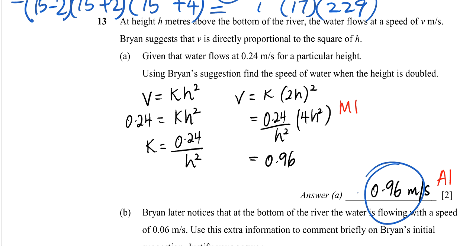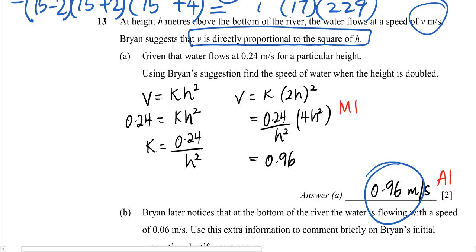So important question, pay careful attention. Because first, read the question. H meters above the bottom of river, water flows at the speed of V. V is directly proportional to the square of H. Based on this sentence, you must be able to write down the equation already. Do you have V equals to KH squared? Have or don't have? Have. Then now you put in all the information that we have.